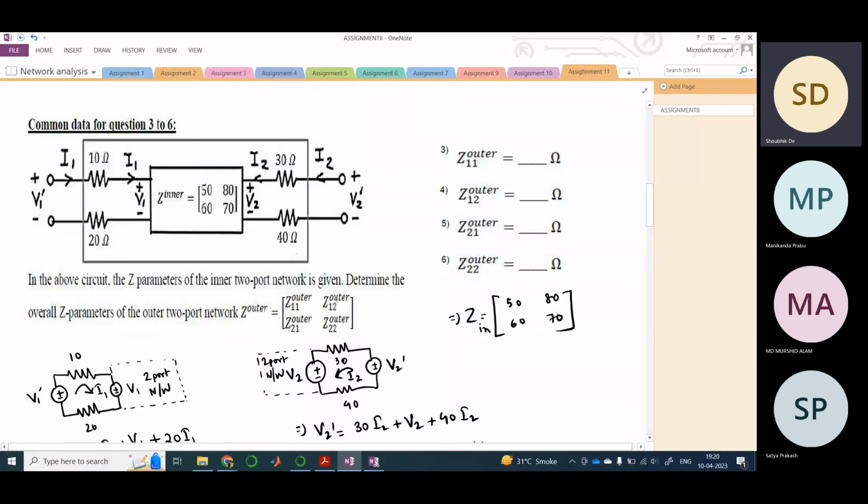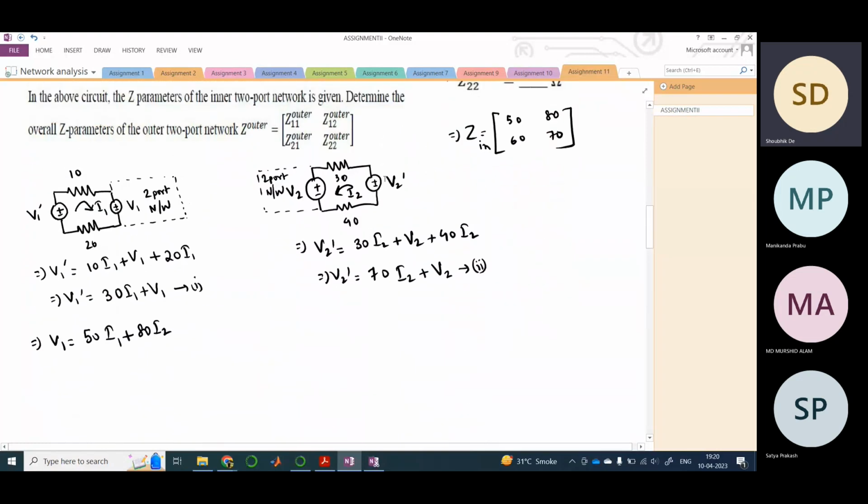It is already shown that within this inner two port network, current I1 is flowing, because if we consider this as one port, this is the inner first port and this is the inner second port. It's already given that I1 and I2 are flowing. Therefore, that is how we are writing 50 I1 plus 80 I2. We are not writing some other currents, so the currents are same. In the same way, it's 60 I1 plus 70 I2.